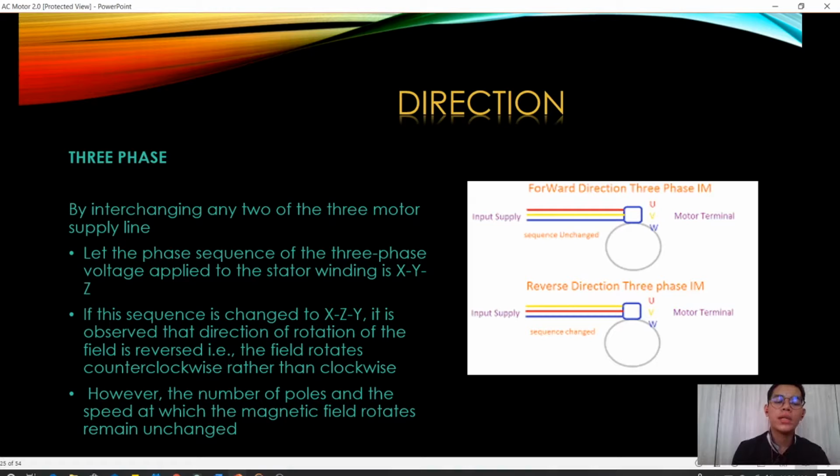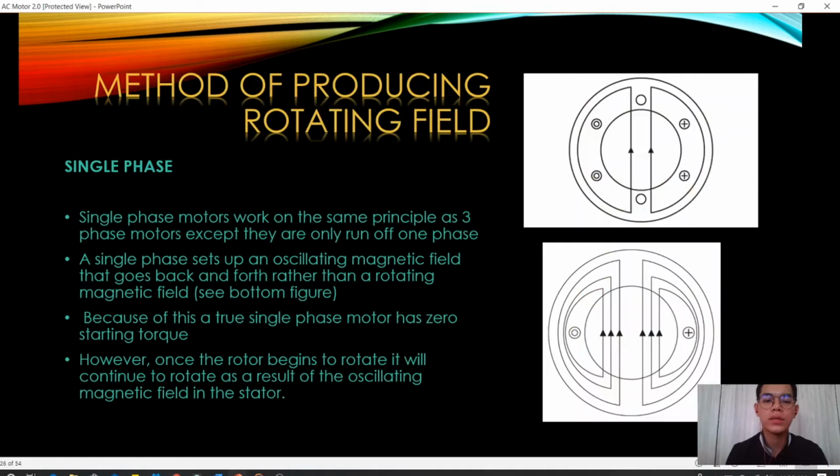However, the number of poles and the speed at which the magnetic field rotates remain unchanged. Nothing changes except the direction of rotation.